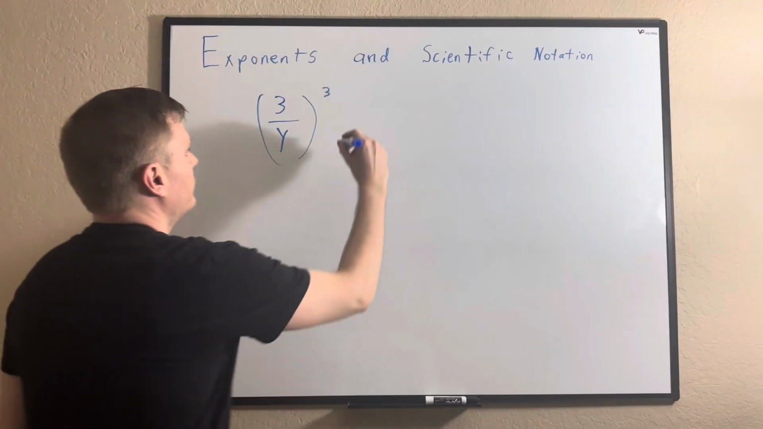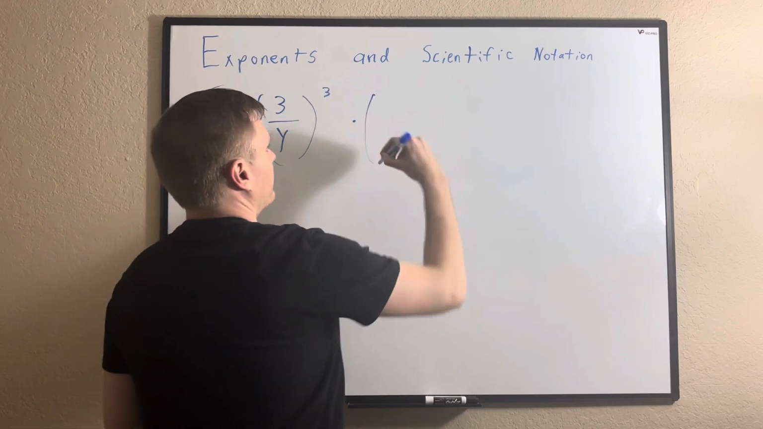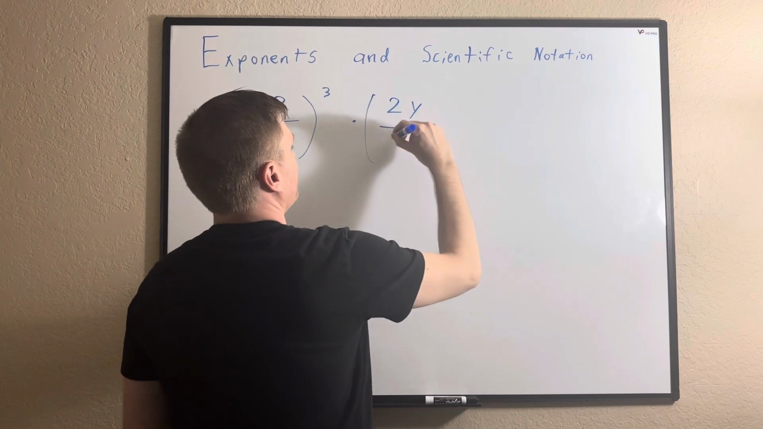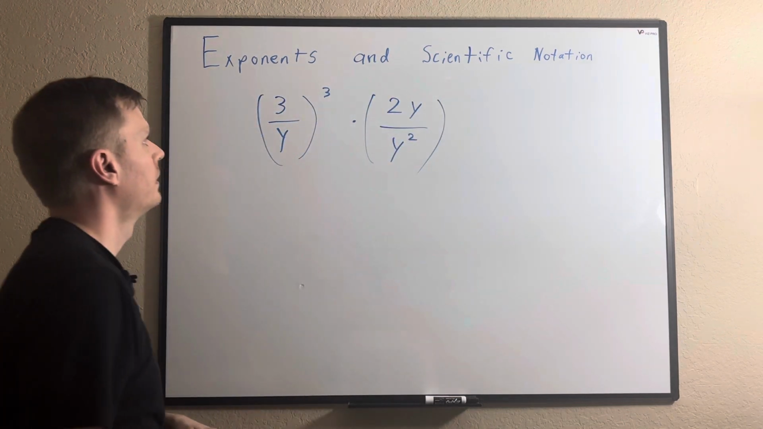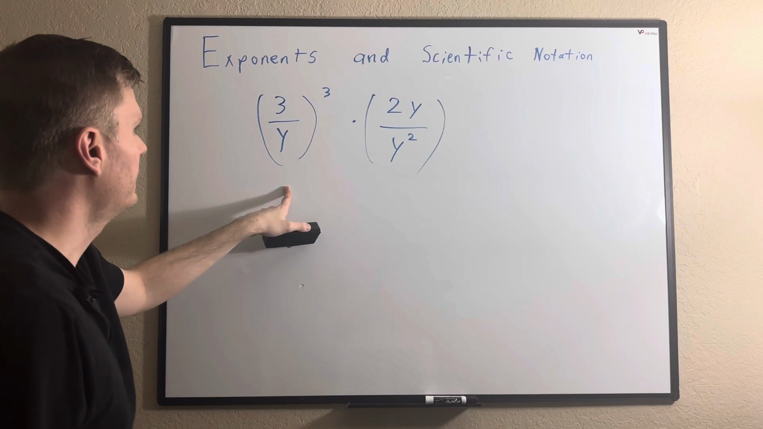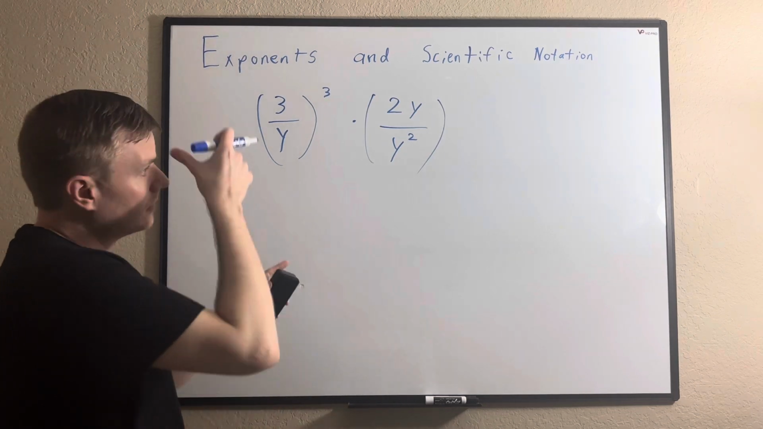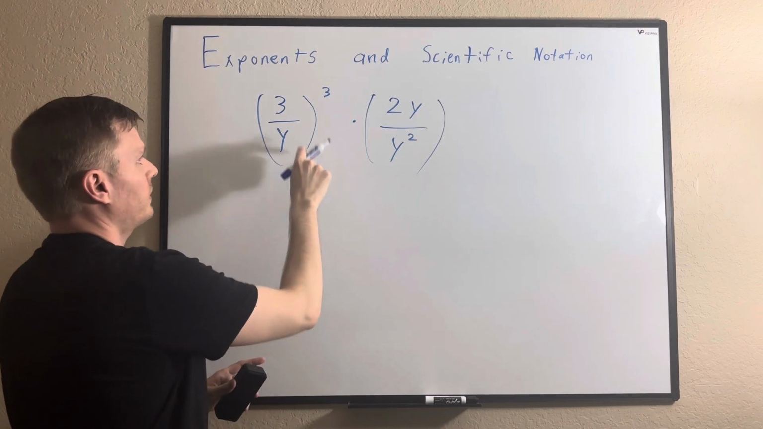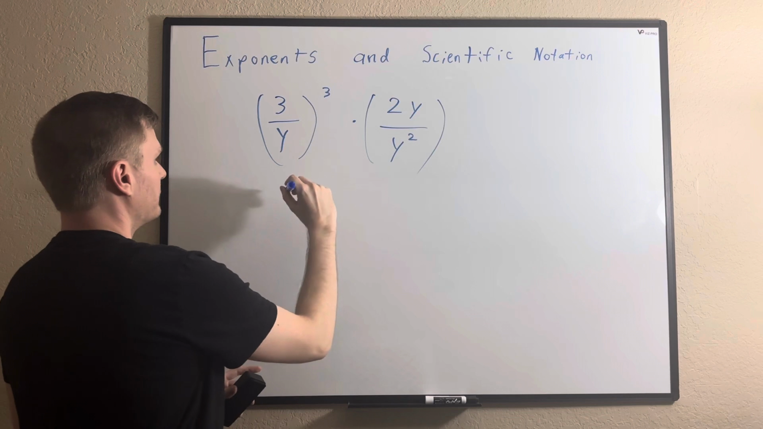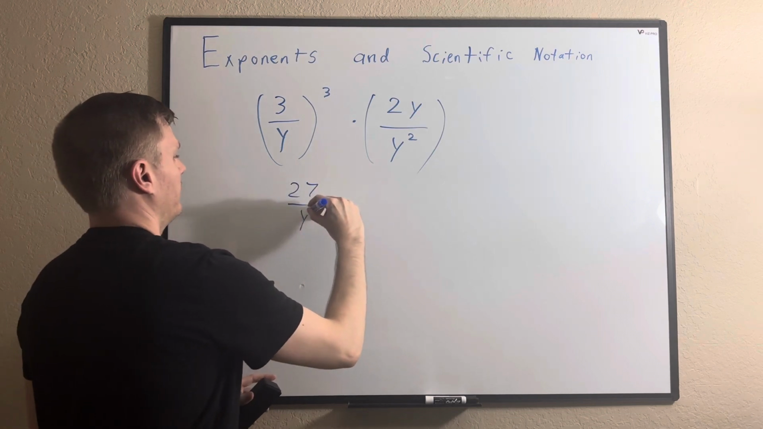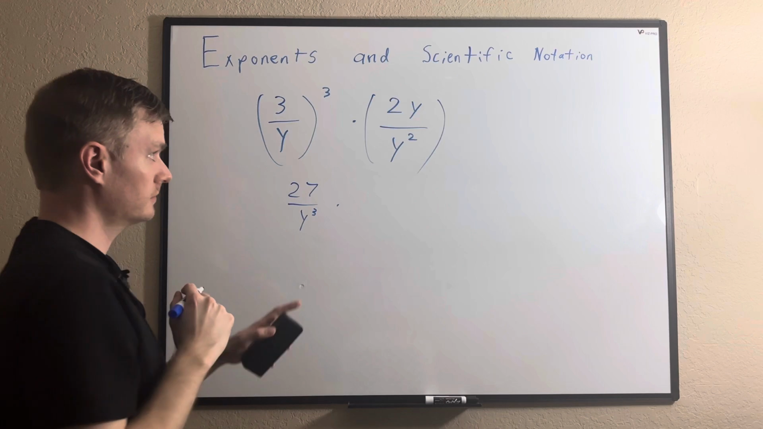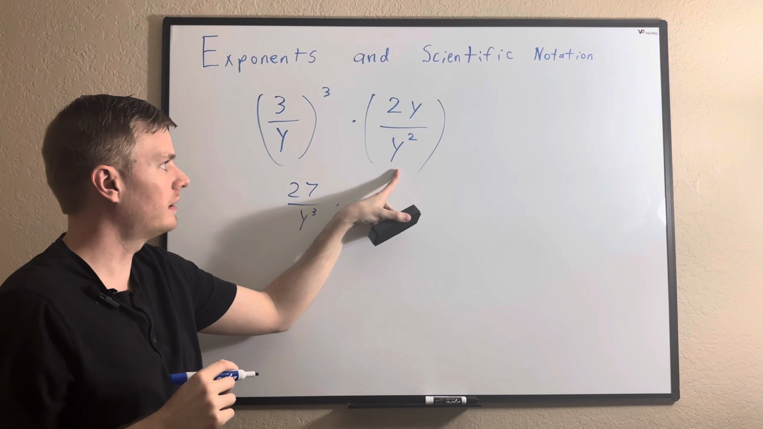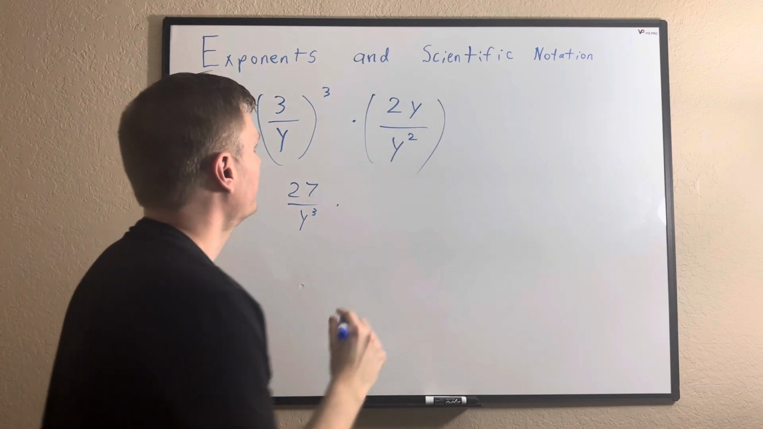Now, what if we wanted to multiply that by another fraction? Well, we just did this. Order of operations, parentheses first. There's two different sets of parentheses. Let's do this one first, exponents first. 27 over y to the third. Now, can we simplify this a little bit? Yes, we can. That's our next rule.